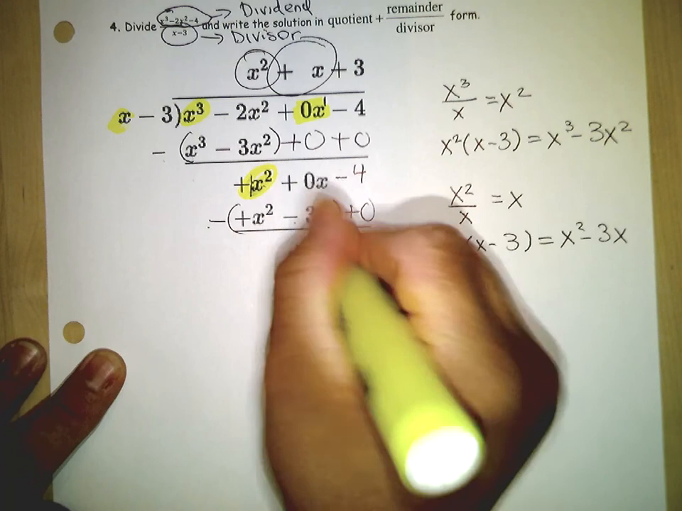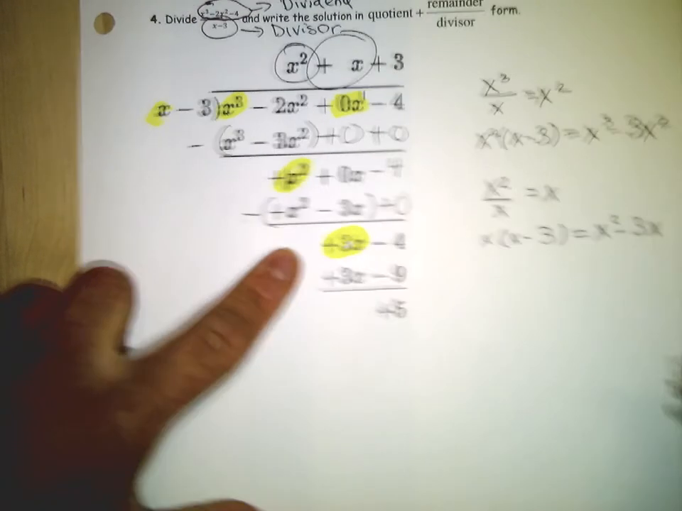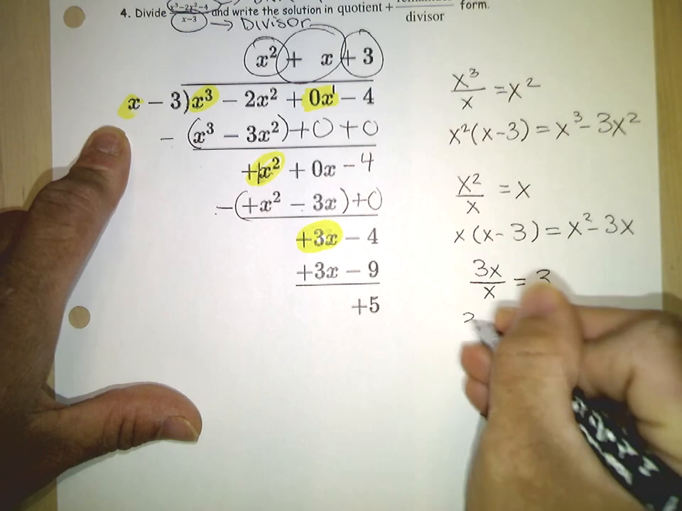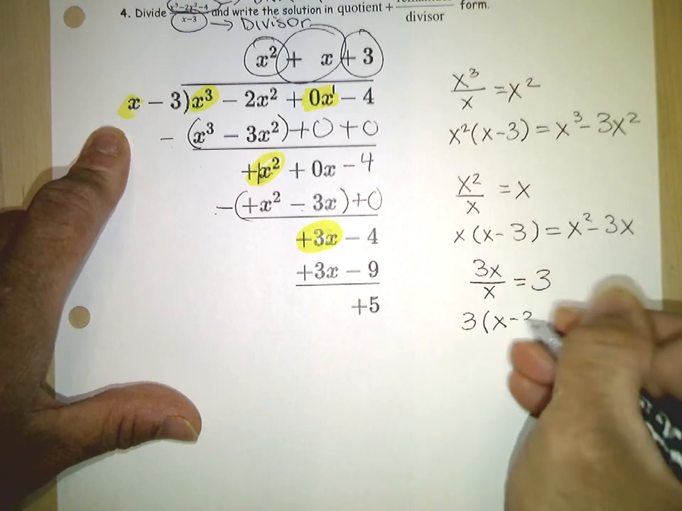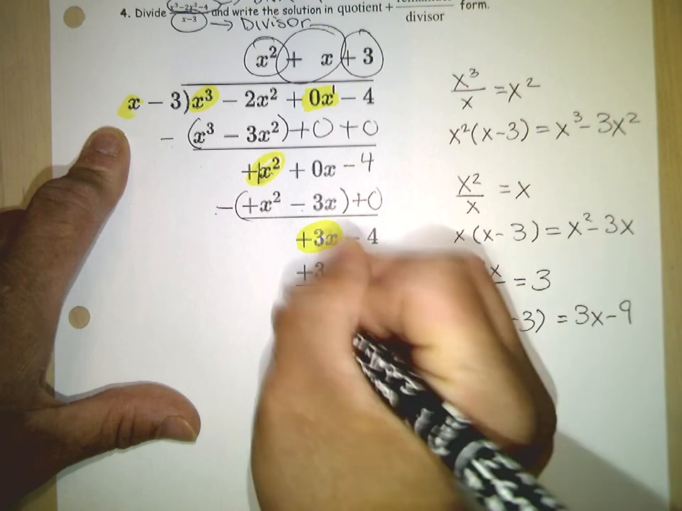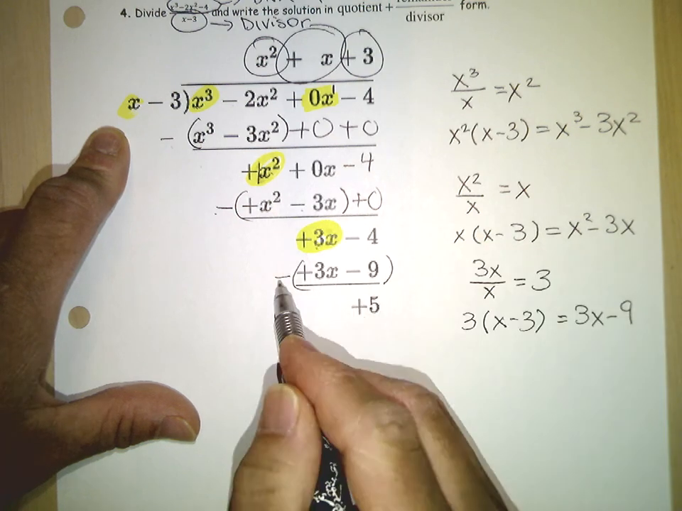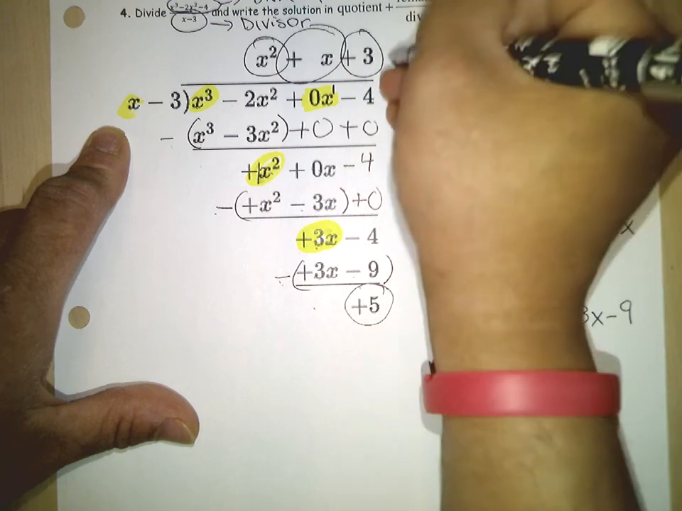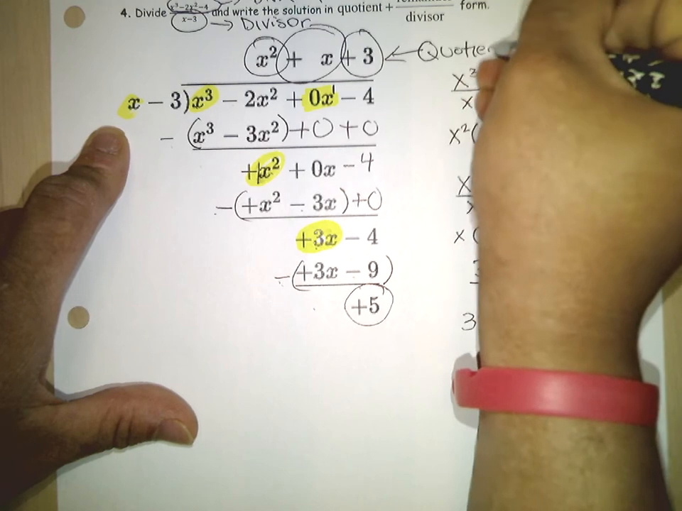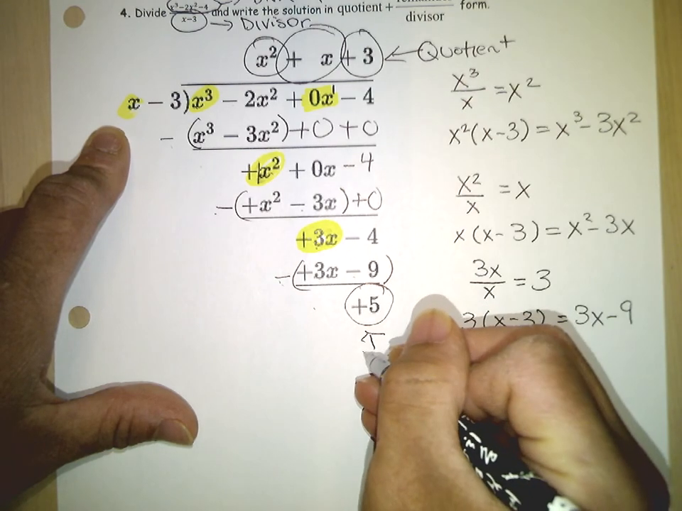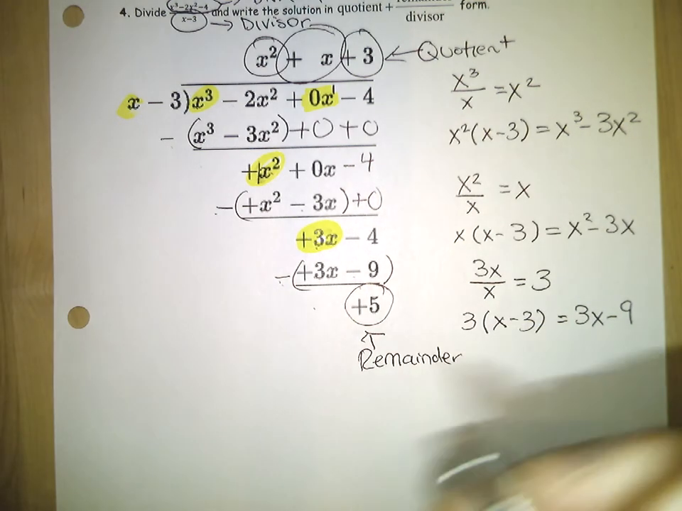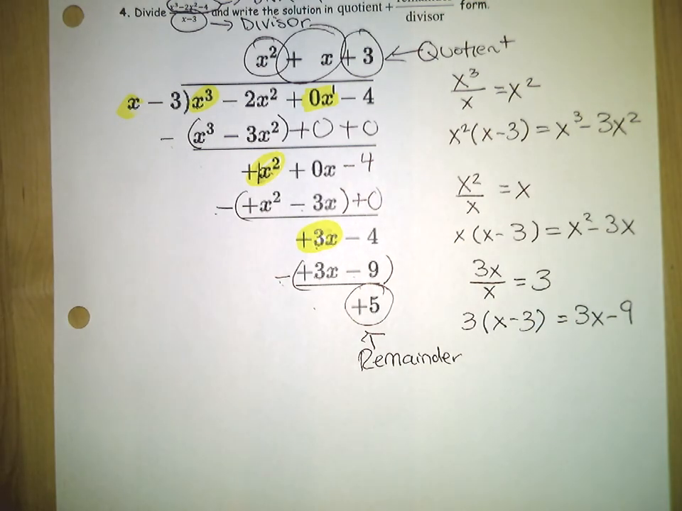Then I look at the first terms again, and I have 3x divided by x, which is 3, so that's where this comes from, and then 3 times the divisor of x minus 3 gives me 3x minus 9. That's where this comes from. By subtracting, 3 minus 3 is 0, negative 4 minus negative 9 is a positive 5, and then I see that I'm done, and here is the quotient, and here is the remainder.